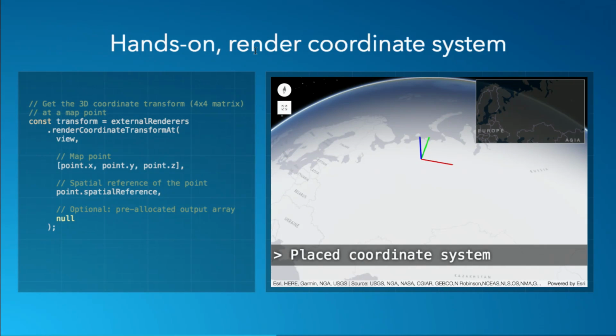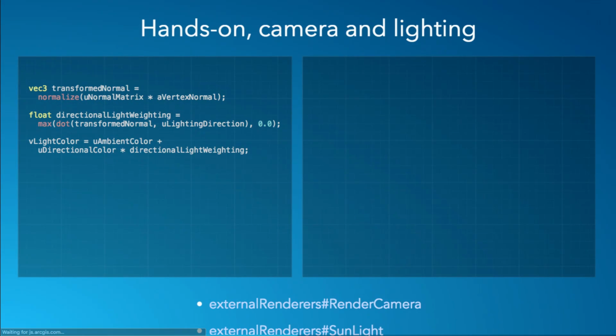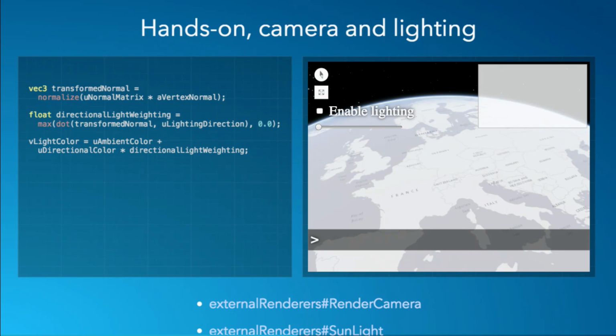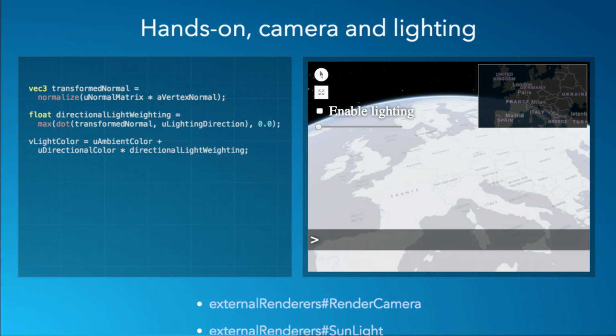All right, that's for the render coordinate system. Let's look a bit more at camera and lighting. I already touched on camera. The default things are really simple, so you just take the view matrix, take your projection matrix, and then multiply them and transform your coordinate system, your vertex coordinates.